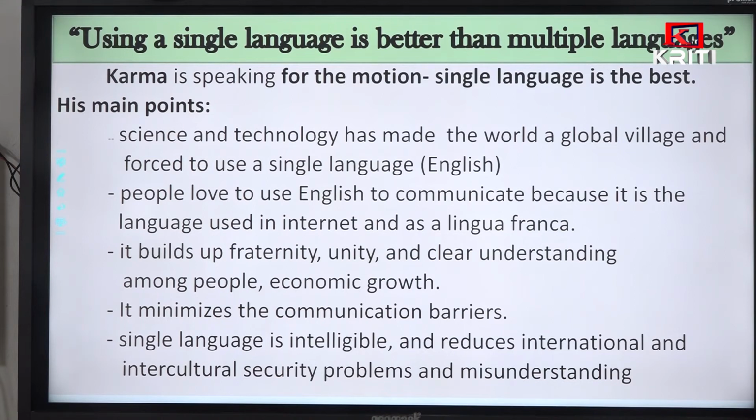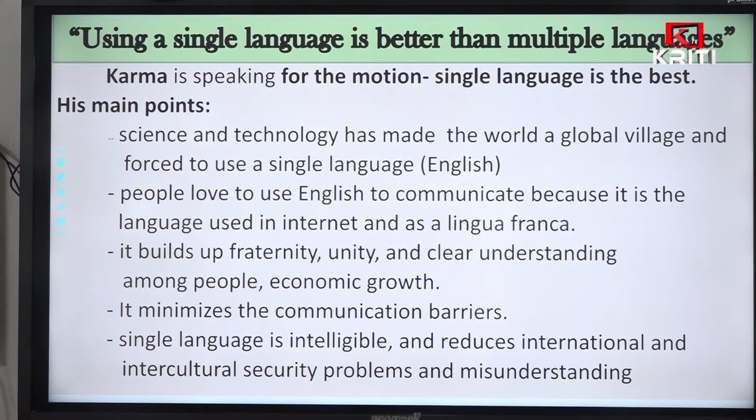Number one, science and technology has made the world a global village and forced us to use a single language. And English is the single language which is being used all over the world. His second point: people love to use English to communicate because it is the language used on the internet, and it is used as a lingua franca. I've already told you that lingua franca means common language. It is common to all people. Everyone can easily understand.